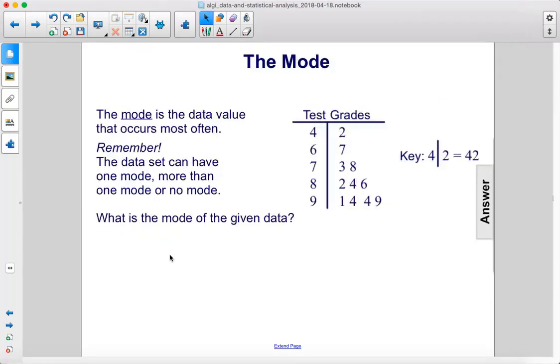The mode is the data value that occurs most often. Remember, the data set can have one mode, more than one mode, or no mode at all. What is the mode of the given data? All right, so repeats. Here we have 2 repeats right here, 94. So 94 is in here twice. All you have to do is scan through here and see if you have any repeats in any one line. So the mode is 94.